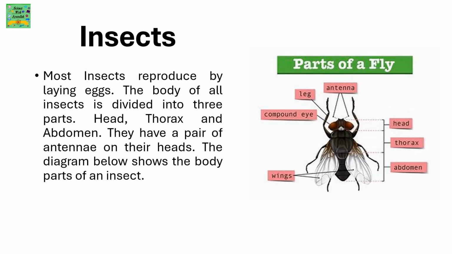Insects. Most insects reproduce by laying eggs. The body of all insects is divided into three parts: head, thorax, and abdomen. They have a pair of antennae on their heads. The diagram shows the body parts of an insect.